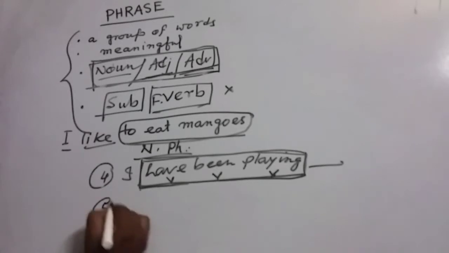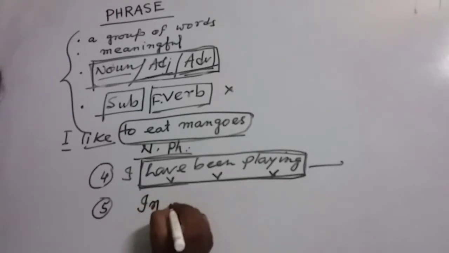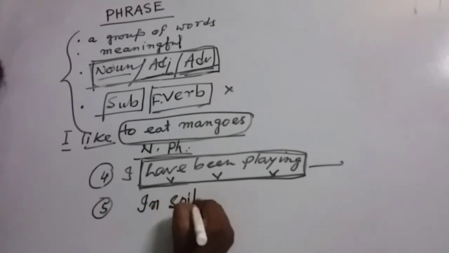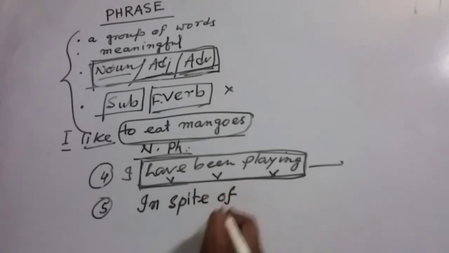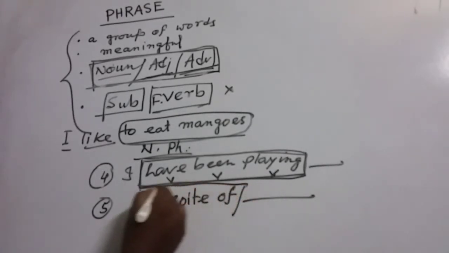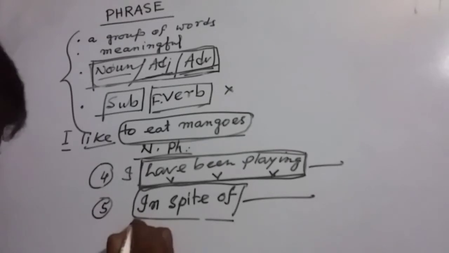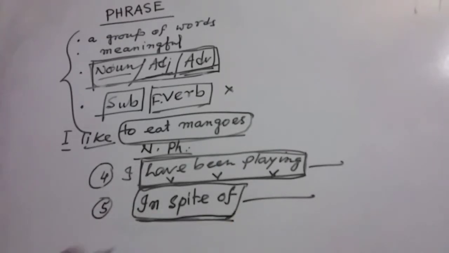Next, the 5th one. My dear friends, you can see this type of phrase, "in spite of," then the other words of the sentence. So my dear friends, these are actually prepositions, and this is a group of words, and entirely it is treated as a preposition. It is called a prepositional phrase.